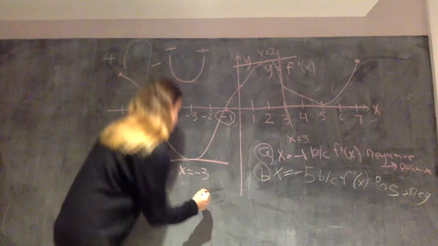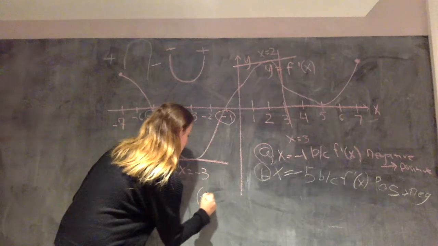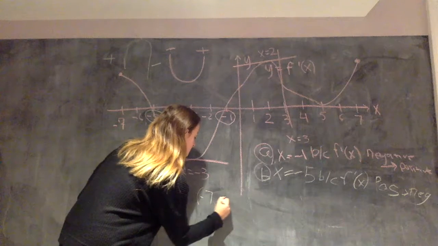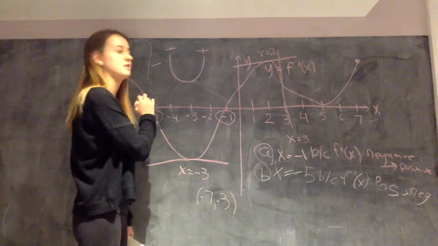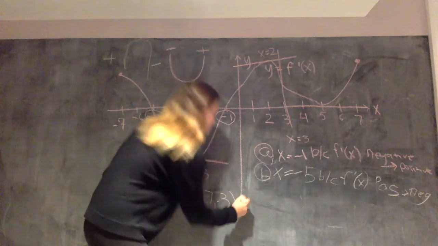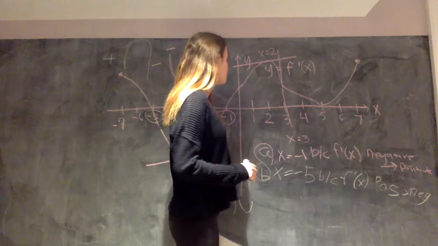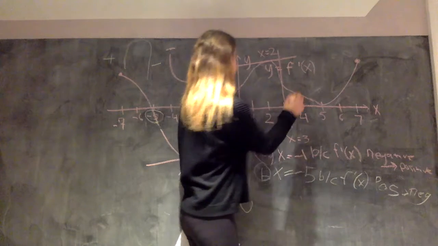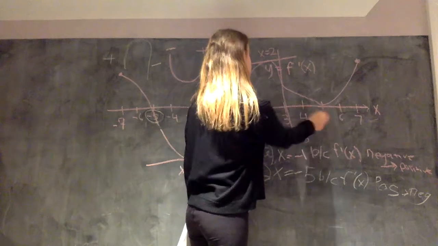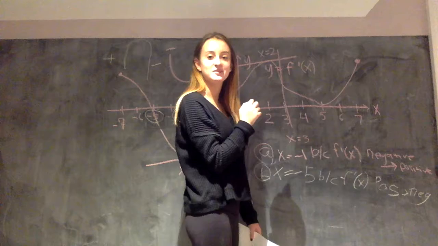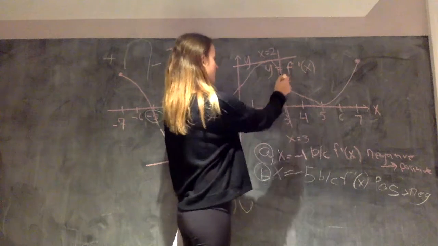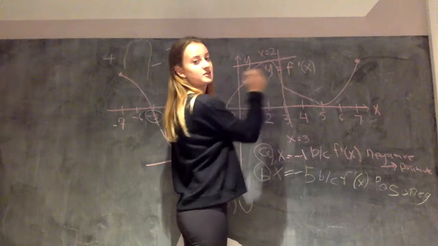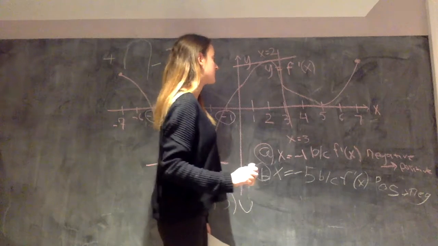So the first answer would be -7, -3. That's one area on the graph where f prime of x is decreasing. You also have f prime of x decreasing from 2 to 5. However, something funny is going on. There, a vertical tangent exists at x equals 3. Therefore, f prime of x is undefined at x equals 3.